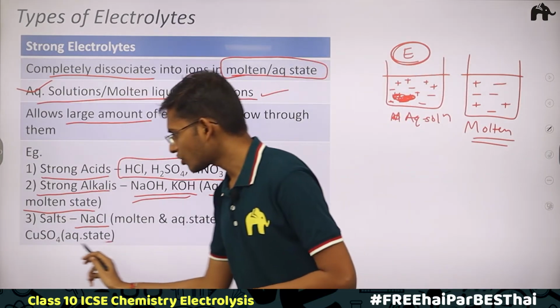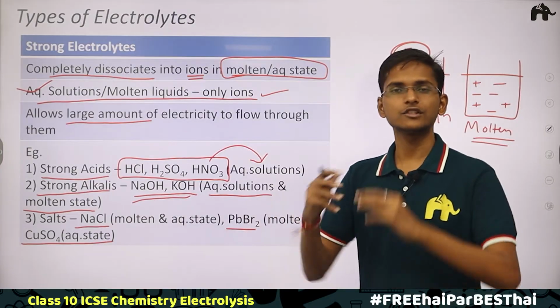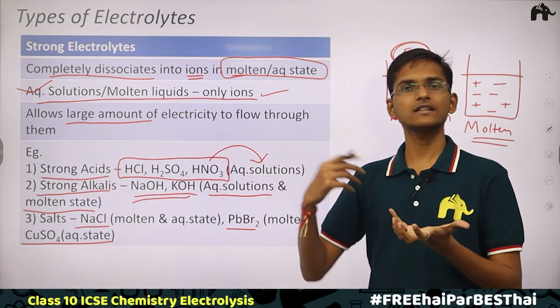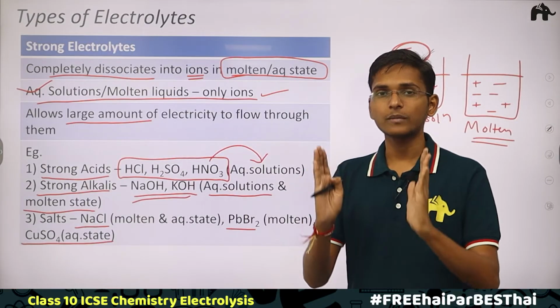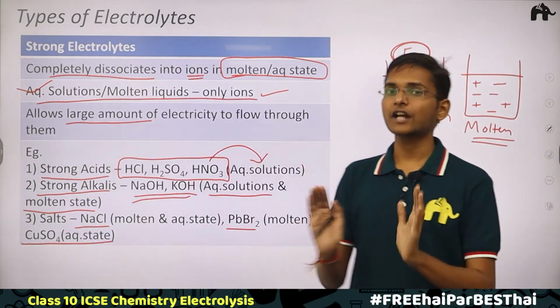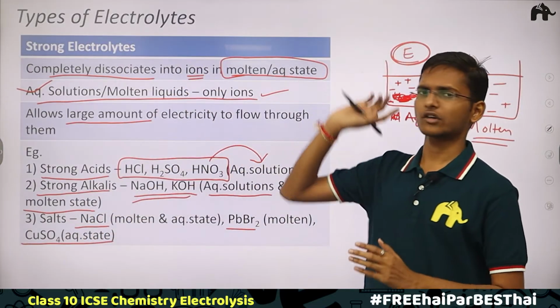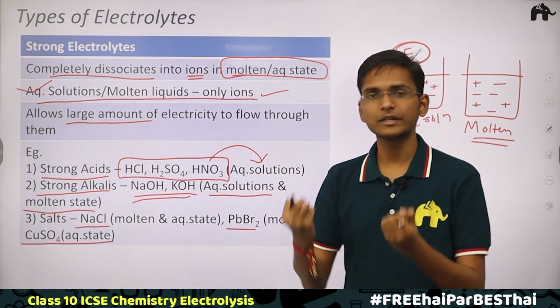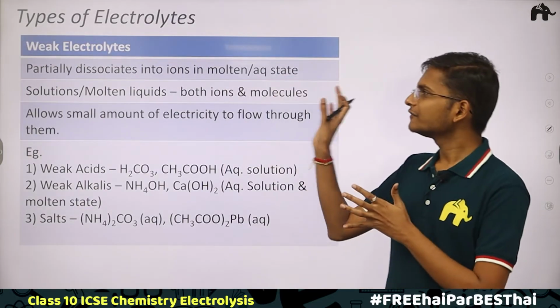And last one is copper sulfate. Okay, this copper sulfate also in its aqueous state dissociates completely into copper ions and sulfate ions. So you won't find any copper sulfate left behind. You would only find copper ions and sulfate ions in its aqueous solution. So that's why it is also an example of strong electrolyte, because it is getting dissociated completely into its aqueous solution. Clear? Moving to the weak electrolytes.